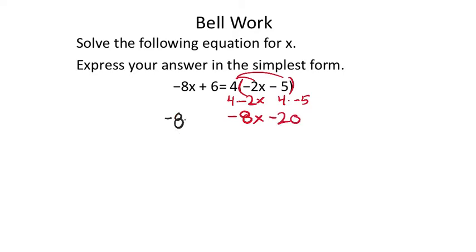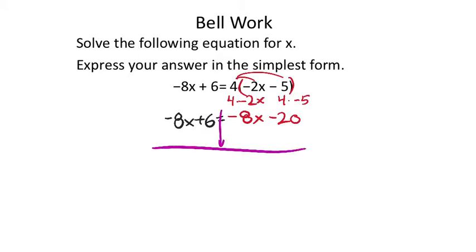On the left side though, we're going to drop the negative 8x plus 6. Then this will equal the negative 8x plus 20. At this point, I think some of you guys would be done and could be done, but I'm going to continue just in case you didn't notice anything.